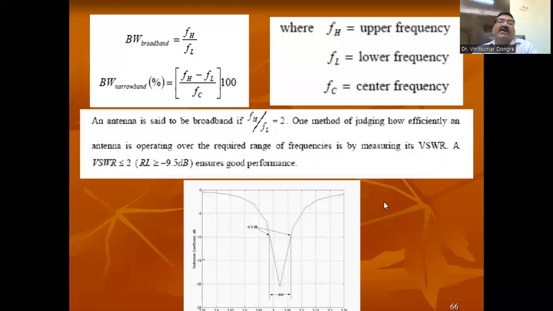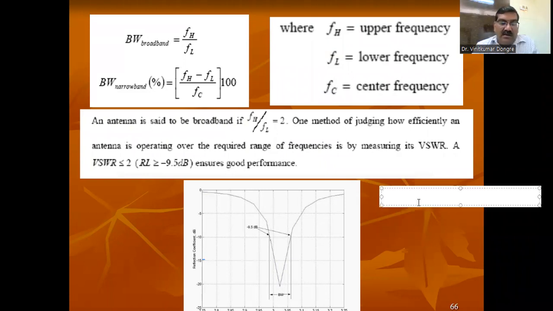So here I have put the percentage bandwidth. Now the upper frequency minus lower frequency, that bandwidth you calculate, that is okay. But why do we require percentage bandwidth? Suppose I take an application, an example. What example?